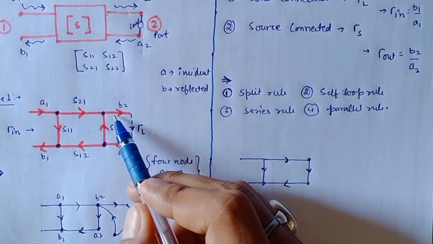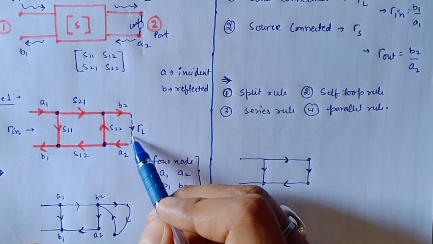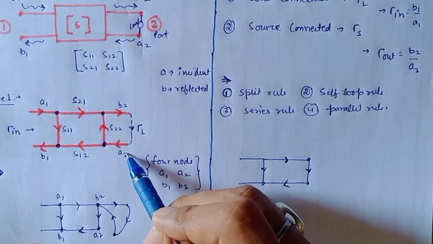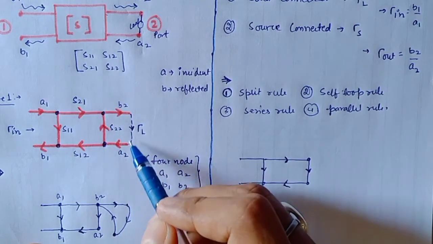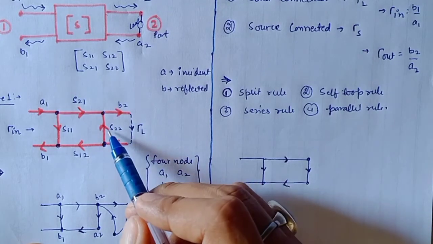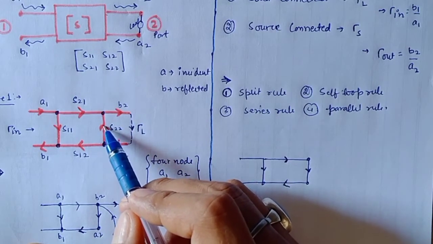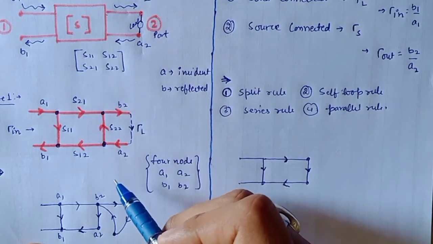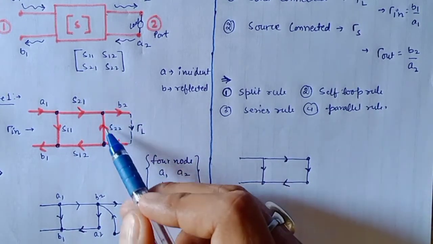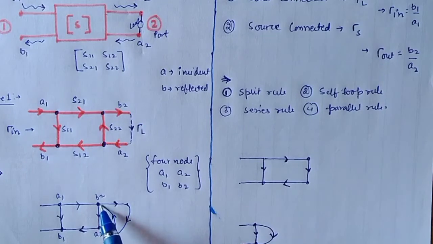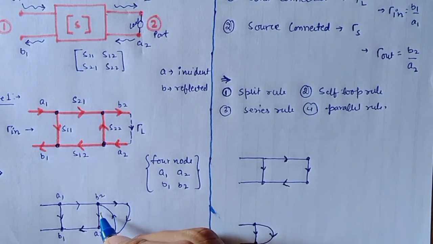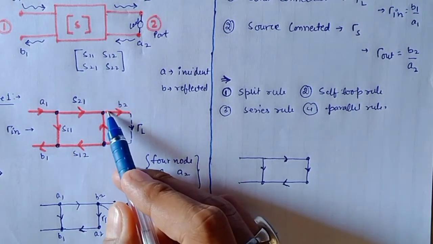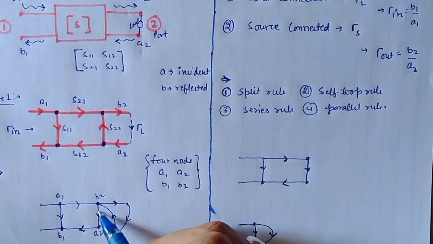What the rule says is we should not touch this branch, and for the virtual node we are going to make, that node will have this coefficient as well as the other coefficient. Both coefficients should be multiplied, and that should be a separate branch from B2 to B2 only. From here I am going to give this as gamma L. I am not going to touch this branch from B2 to A2, gamma L is there already.